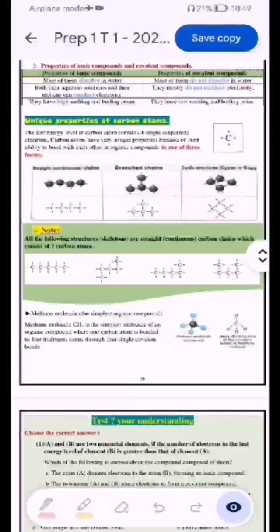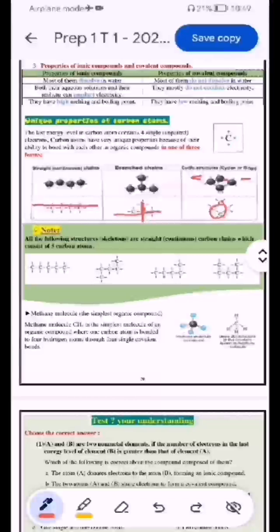Okay, the first form, straight chain or continuous chain. Straight chain means it is represented by one line, one line without any cuts. But branched chain, like this, we move on one line, but there is a cut here. So that's called branched chain. And the third form, cyclic structure or rings, like a ring, start and end at the same point, like a circle.